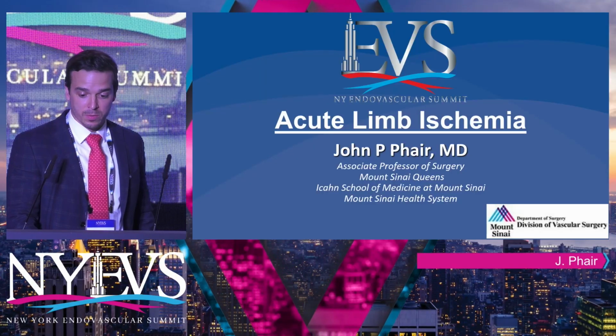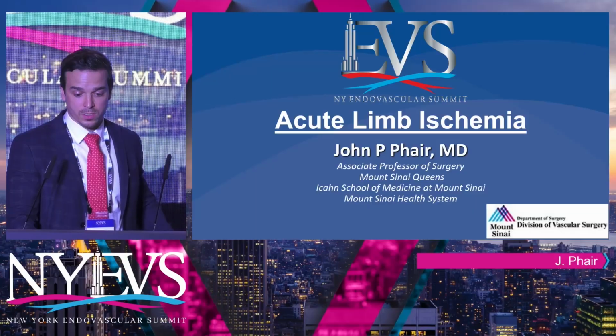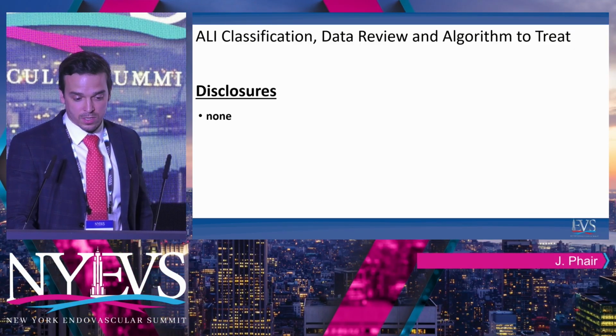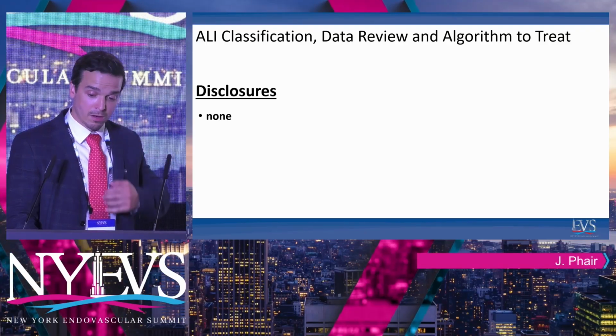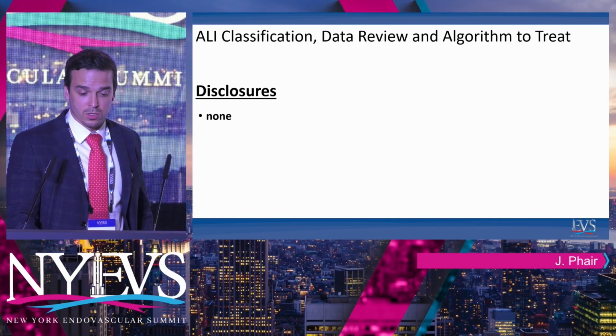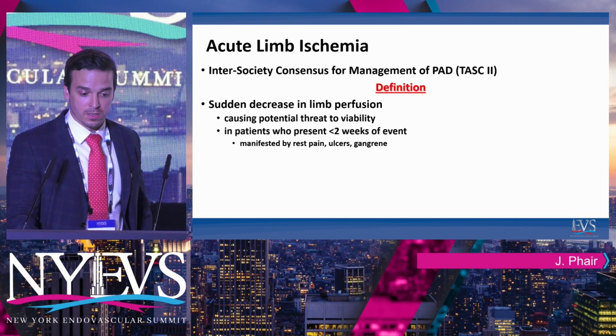But we'll be talking about acute limb ischemia, and this will be the blueprint for the next few talks, so some more detail will be gone into. No disclosures, and this is about the classification, the data review, and the algorithm to treat. Some basic stuff, but as we get into the data review and the algorithm to treat, some things have been changing in recent years.